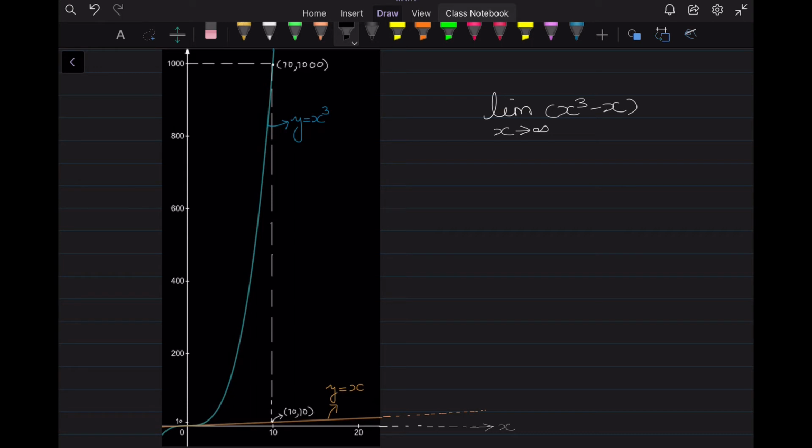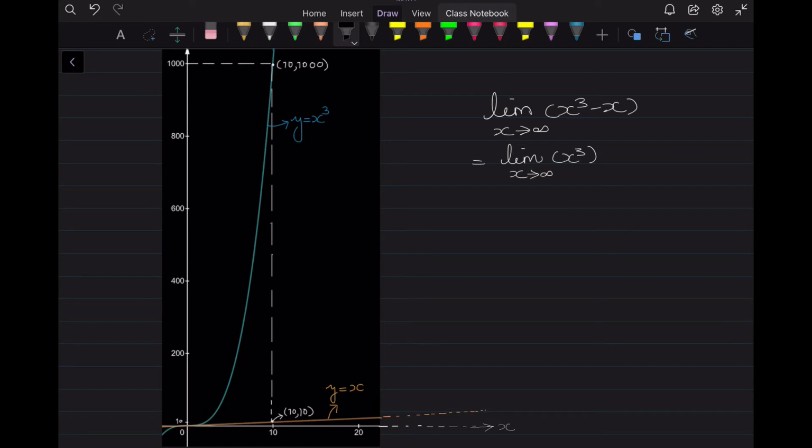Which means that the behavior of this function as x approaches infinity is similar to the behavior of x cubed as x approaches infinity. So that's why we write this limit as limit of x cubed as x approaches infinity.